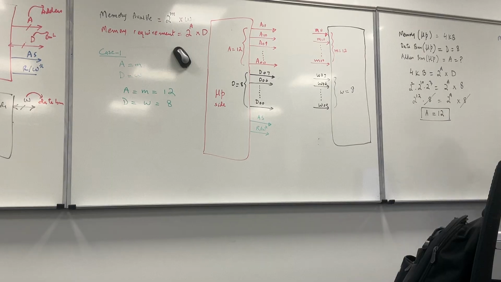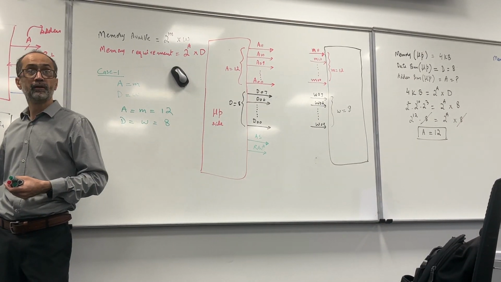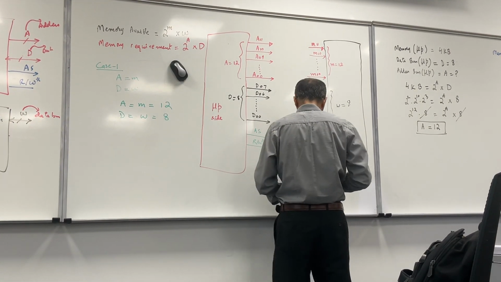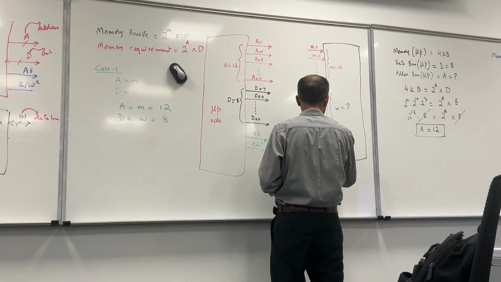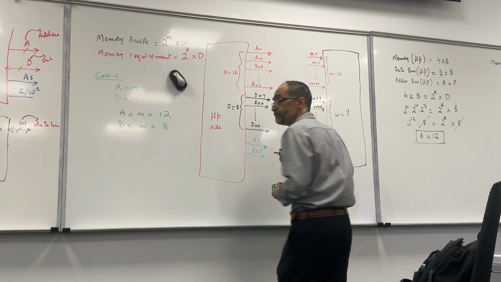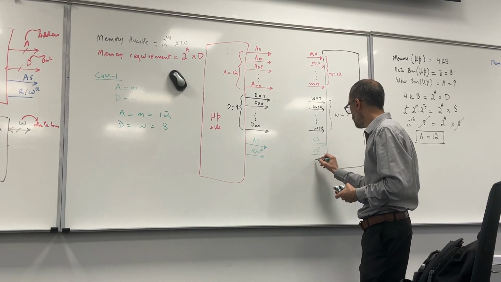And now we have address strobe. Now we have three control signals on the memory side. What is the first control signal? Chip select. Now we have chip select here. Then we have OE, and then write enable.